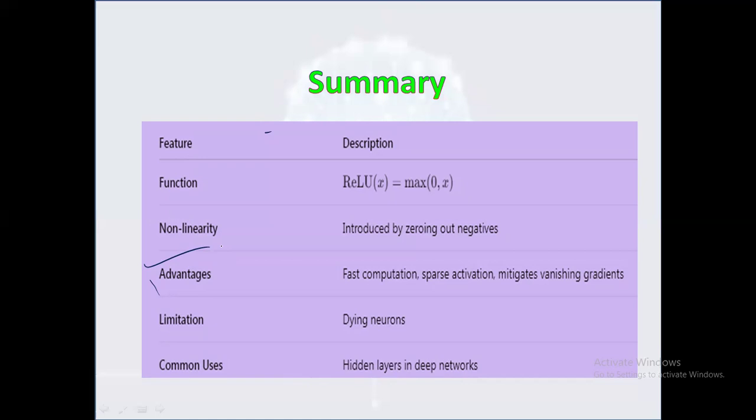ReLU's ability to activate only a subset of neurons at any time encourages sparse and efficient representations, making it ideal for large and deep learning systems. Overall, mastering the use of ReLU and its variants is important for effective neural network design.